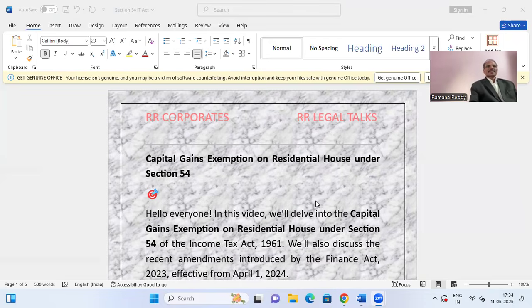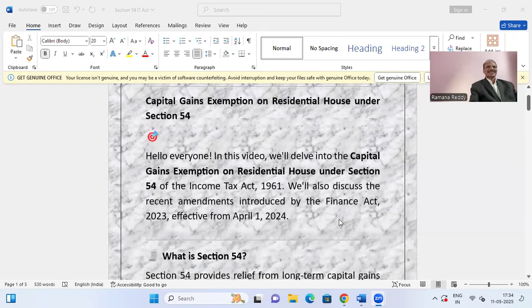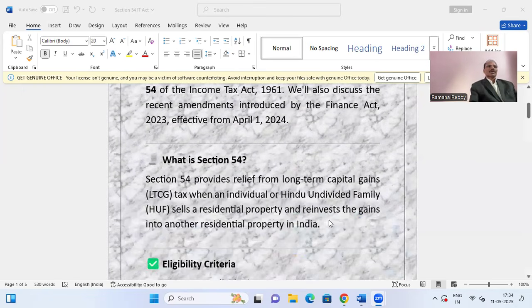Exemption on residential house under Section 54 of the Income Tax Act. Hello everyone, in this video, we will delve into the capital gain exemption on residential house under Section 54 of the Income Tax Act 1961. We'll also discuss the recent amendments introduced by Finance Act 2023 effective from 1st April 2024. So what is Section 54?